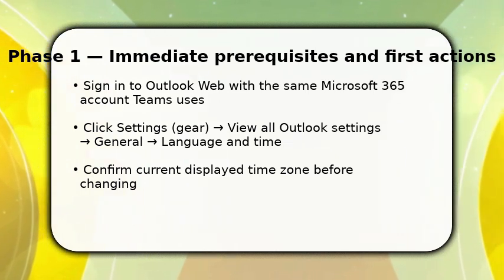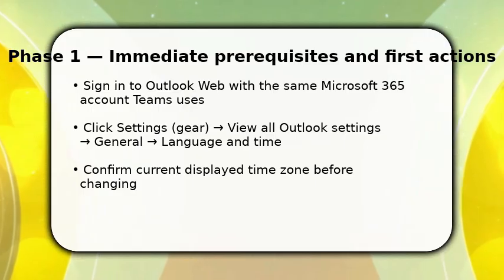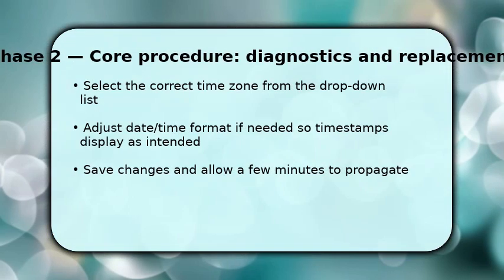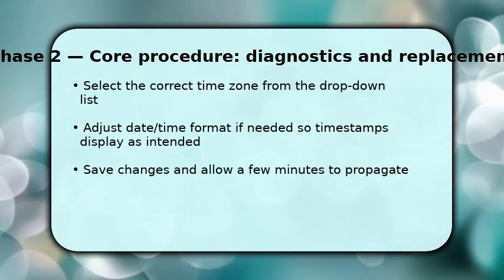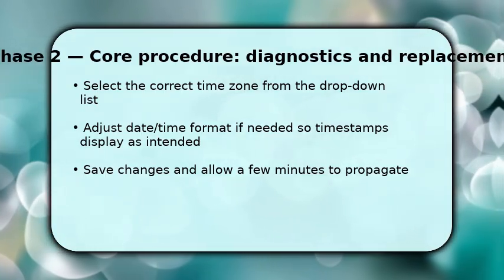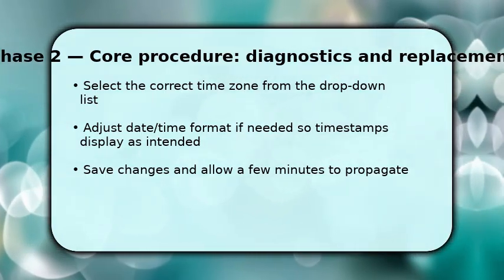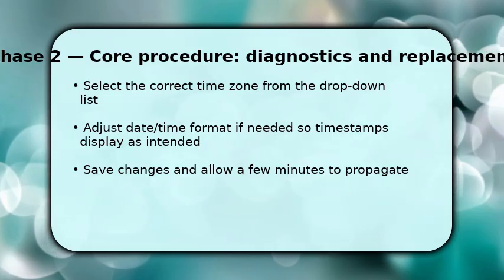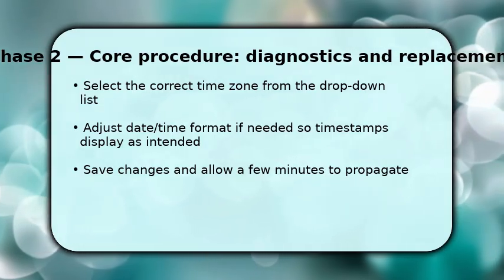Now, select the correct time zone from the drop-down menu. Pick the city or offset that matches your location. Once done, review the date and time format so chat and calendar entries show how you expect them to. Click Save. This writes the preference to your Microsoft 365 profile.